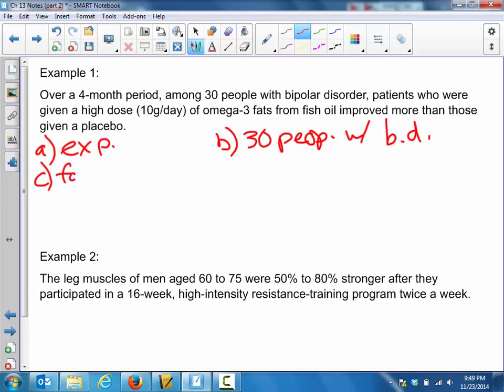with bipolar disorder. Then they want to know the factor or factors. The factor is just singular in this case. The placebo is not a separate environmental thing that's being issued. You think of the factor as just the omega-3 fat. Omega-3 fats, and they want to know the number of levels.